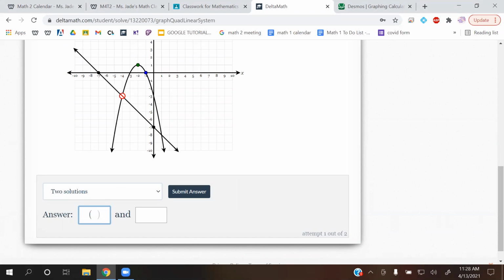This first point right over here is -4, -3. And then the second point of intersection is right over here. So that's 1, -8. Let me put my mouse over it again. This one is 1, -8. Remember that when you are typing points, you need to have parentheses, number, comma, number, parentheses. So these are how you type your points. Are there any questions on this one? Submit.